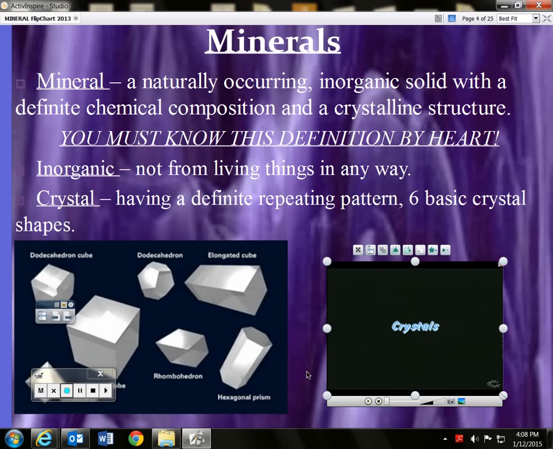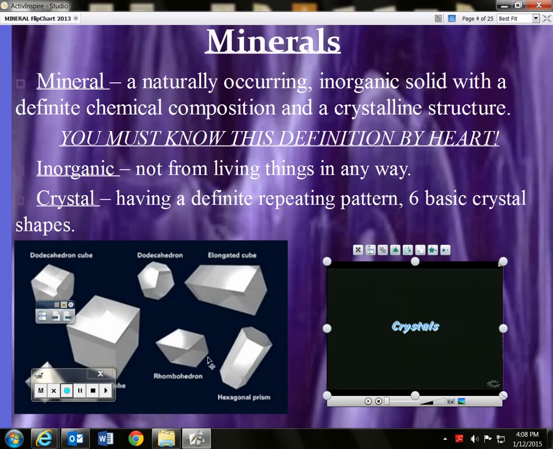Okay, a mineral, which you need to know this definition by heart, so copy this down, please. A mineral is a naturally occurring inorganic solid with a definite chemical composition and a crystalline structure. When you have your tests on this, probably next week, next Wednesday, the 21st, you are going to have to write the whole definition down without any matching or multiple choice. Okay.